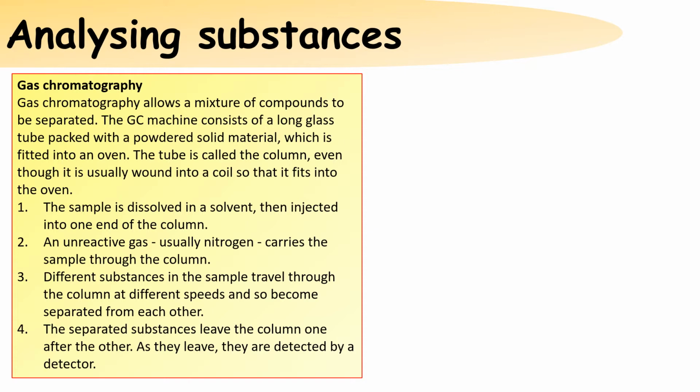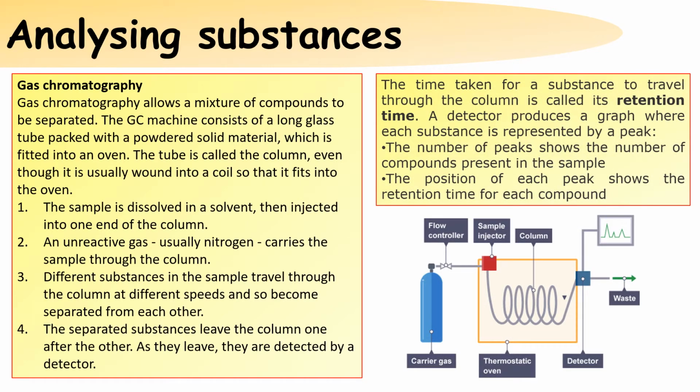Different substances in the sample travel through the column at different speeds, and because they travel through at different speeds, they are detected at different points. The time taken to travel through the column is called its retention time. A detector produces a graph, showing each substance present by a peak. The number of peaks shows the number of compounds present in the sample. The position of each peak shows the retention time of each compound.